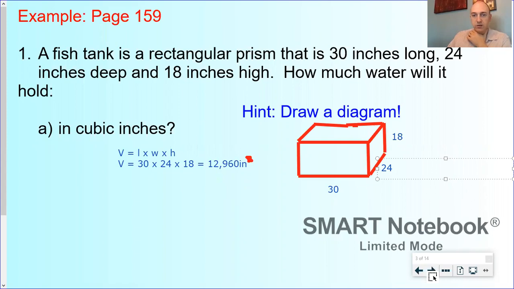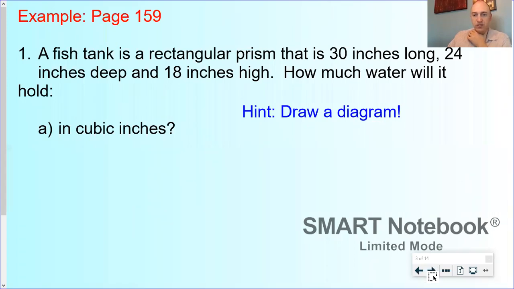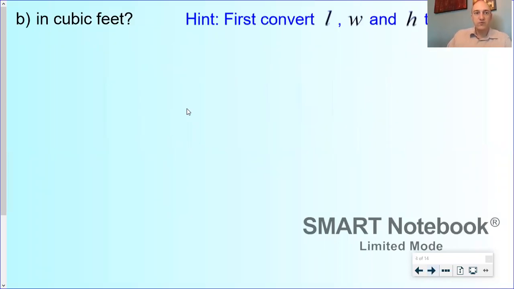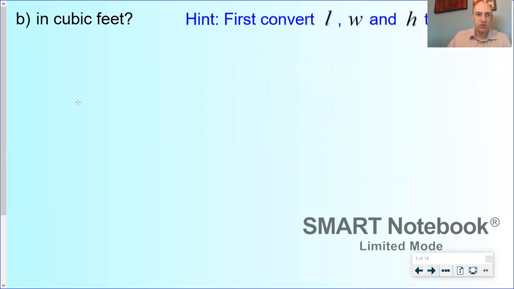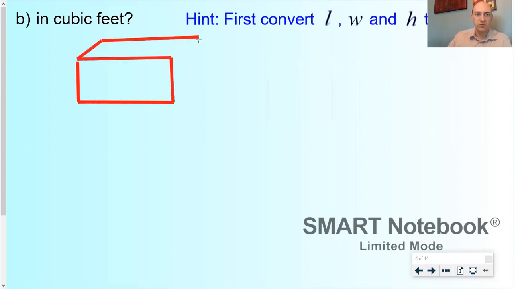All right, let's take a look at another example. That one was fairly simple. If we want to figure it out in cubic feet, then we want to redo this. We want to convert length, width, and height to feet before we go forward. So we've got this fish tank, and here's where the diagram comes in handy, because it reminds us to change all our measurements.